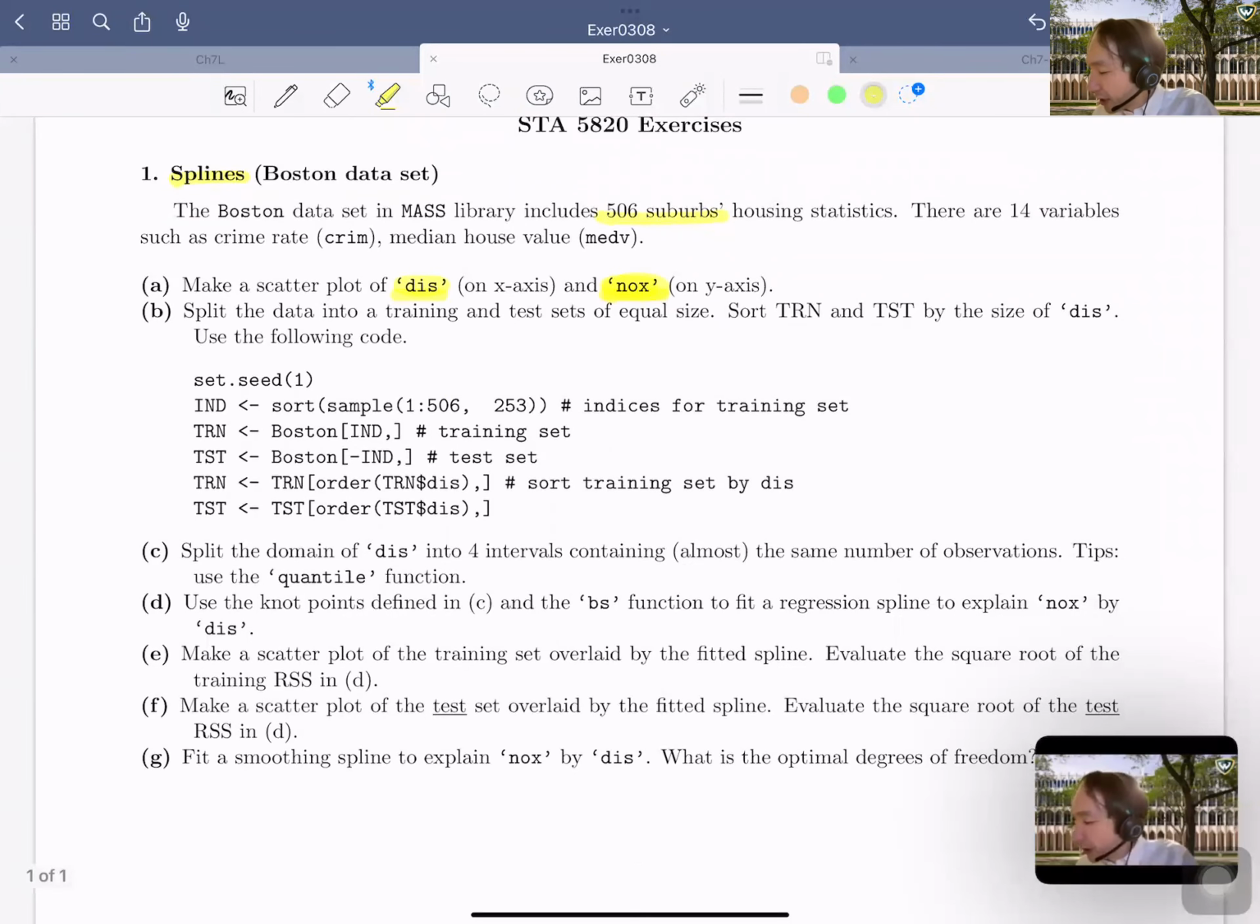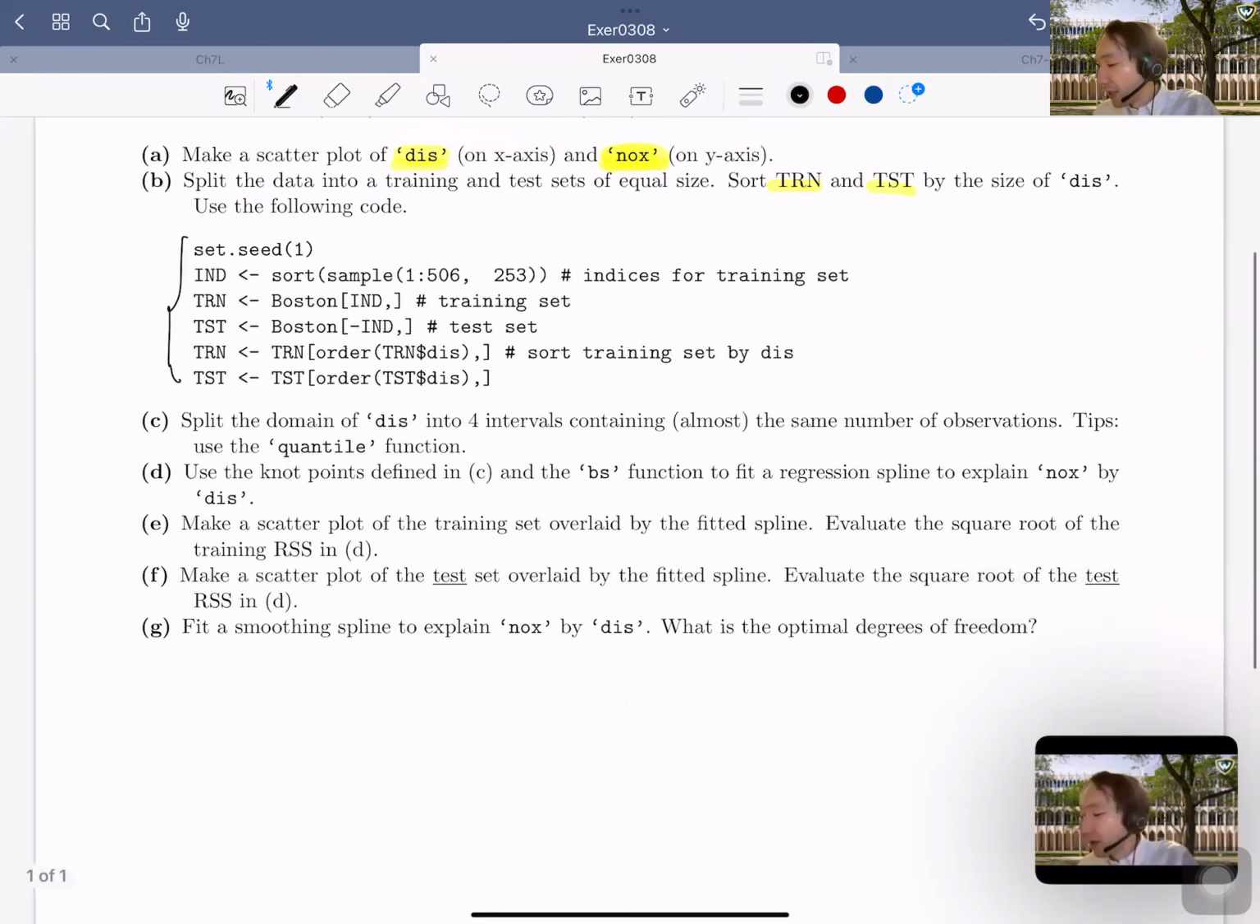So we split the data set into training and test sets, then we do regression. This is the way to define the training and test sets. I just want to make sure that everyone gets the same answer. So you define the training set and test set with this code, then do regression: the step function, the basis spline, and so on.